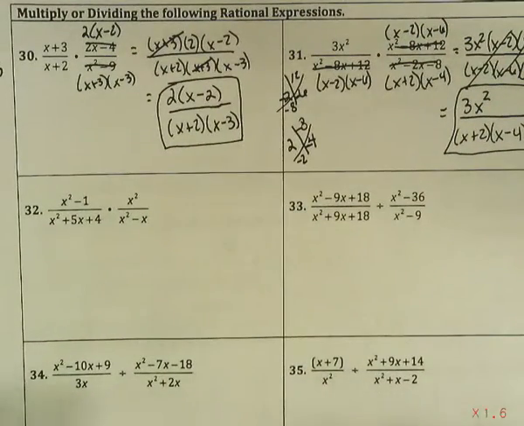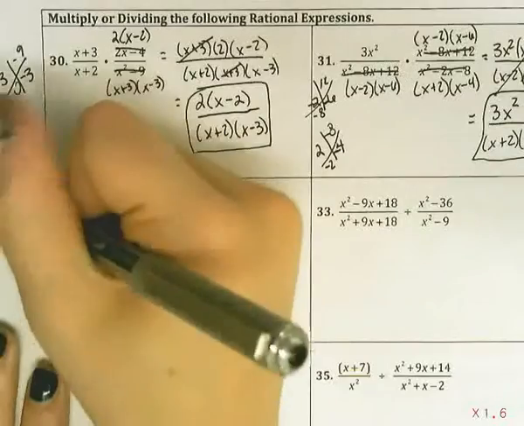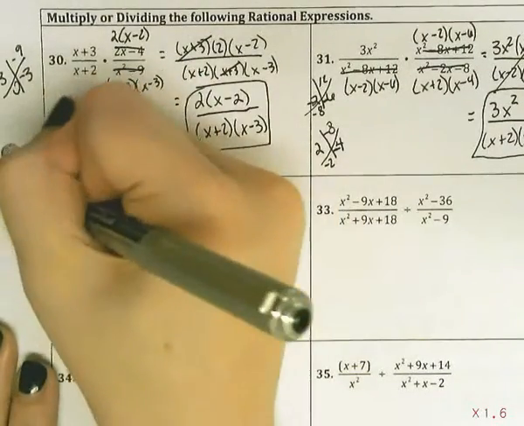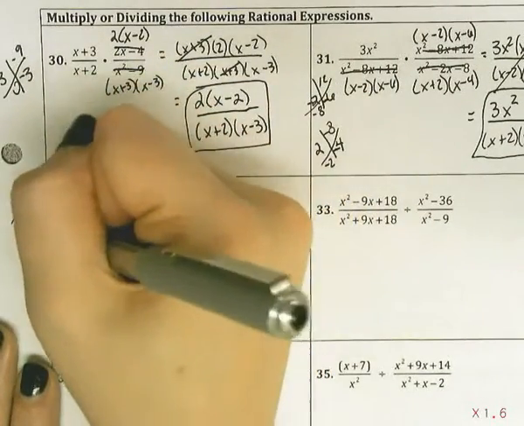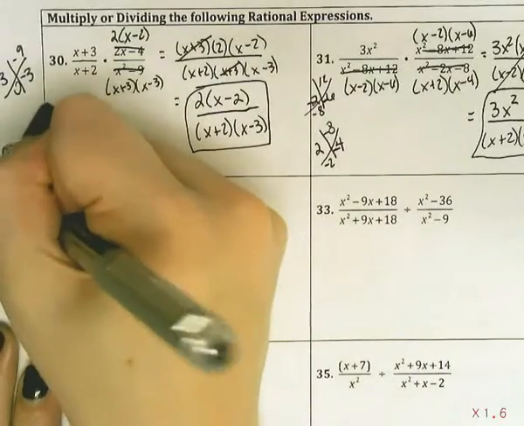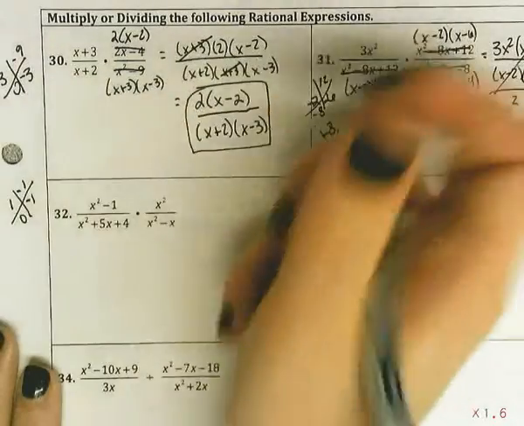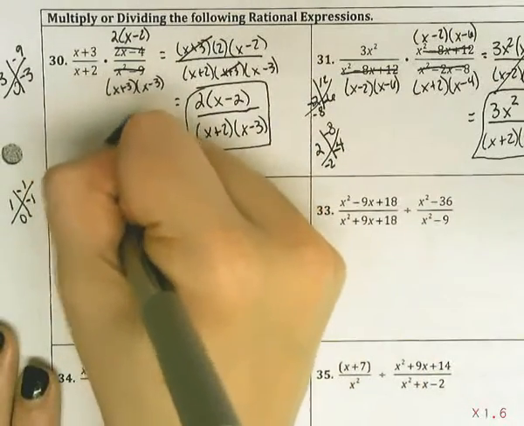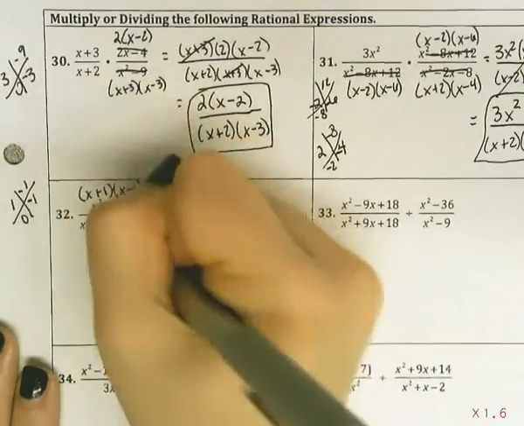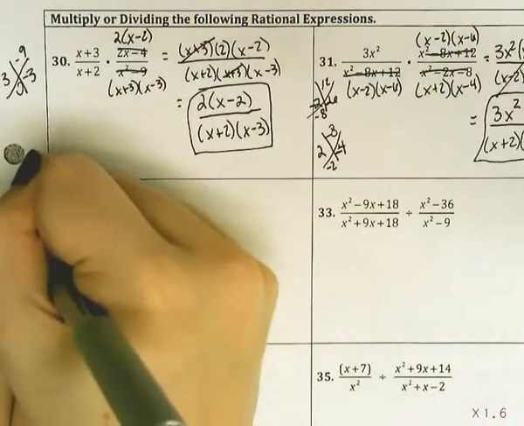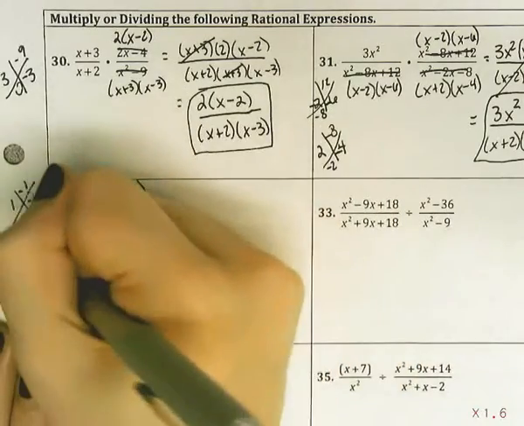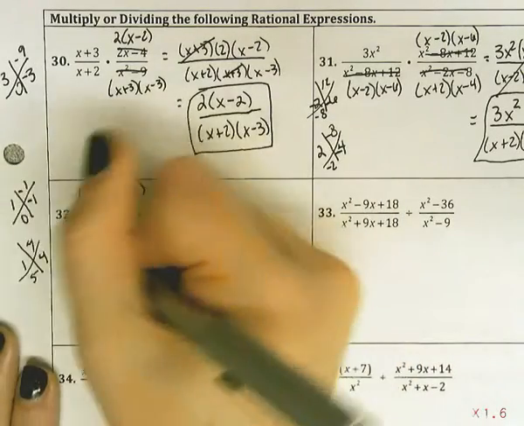Number 32, we need to factor x squared minus 1. It's still a difference of squares if we're not seeing it. C is negative 1, B is 0. 1 times negative 1 adds to give me 0. X plus 1, x minus 1. That one we need to factor. 4 goes on the top, 5 on the bottom. 1 times 4 is 4. 1 plus 4 is 5.